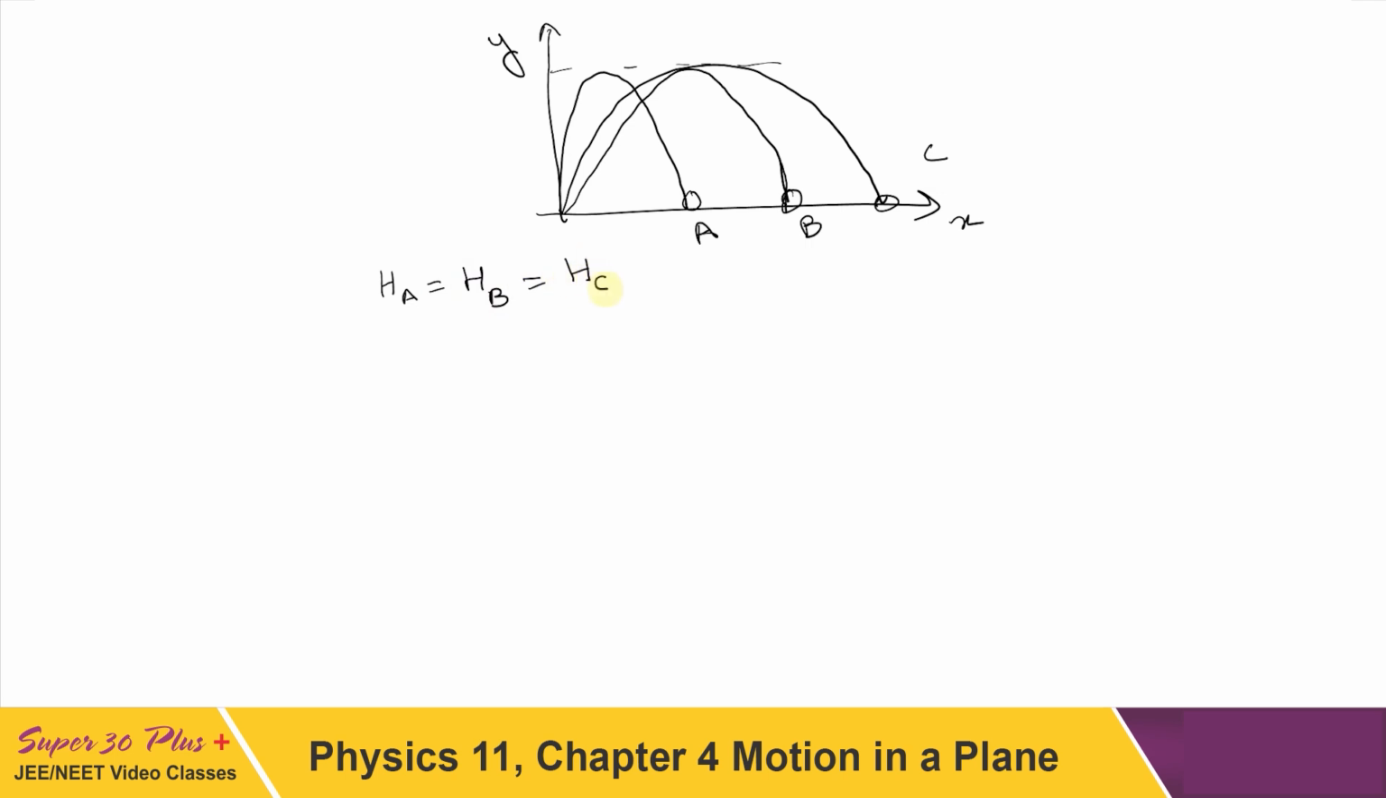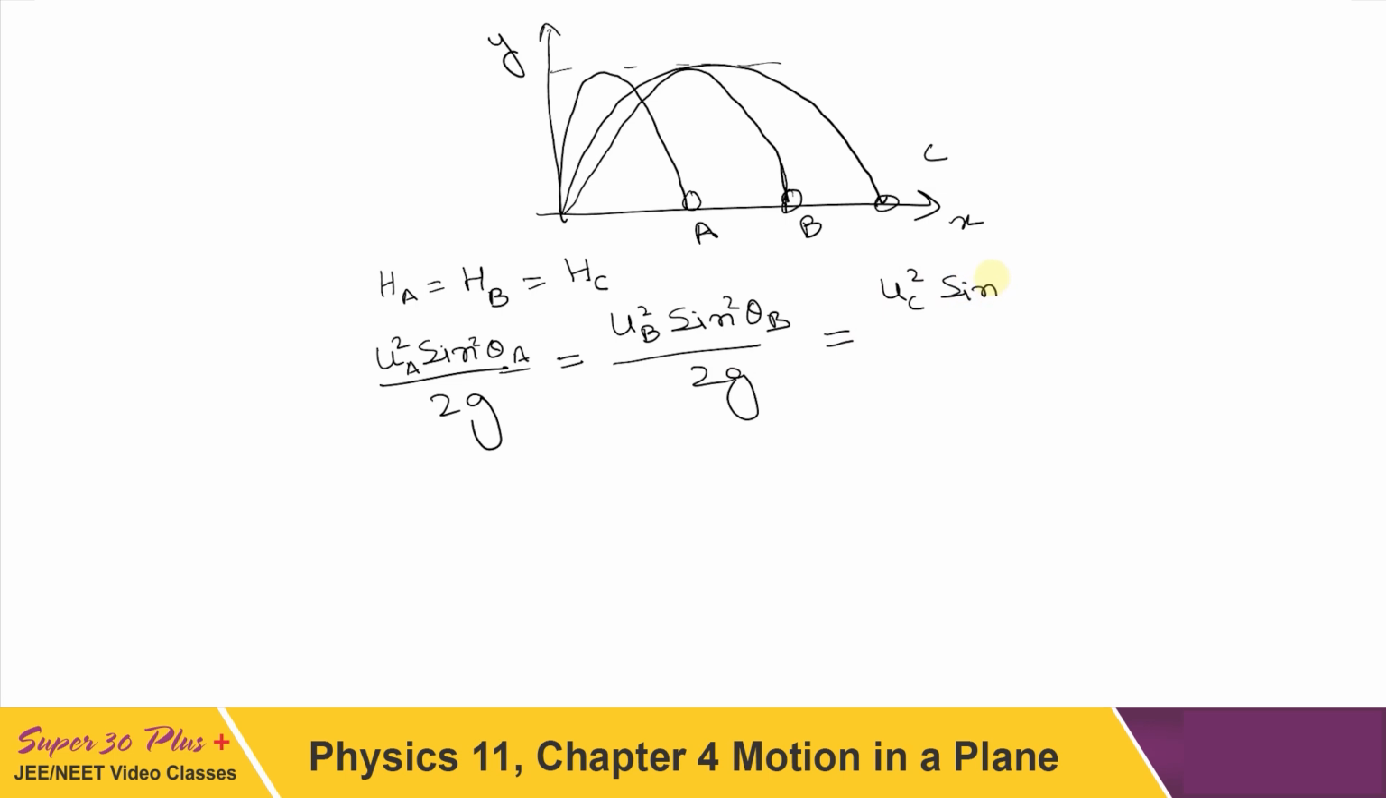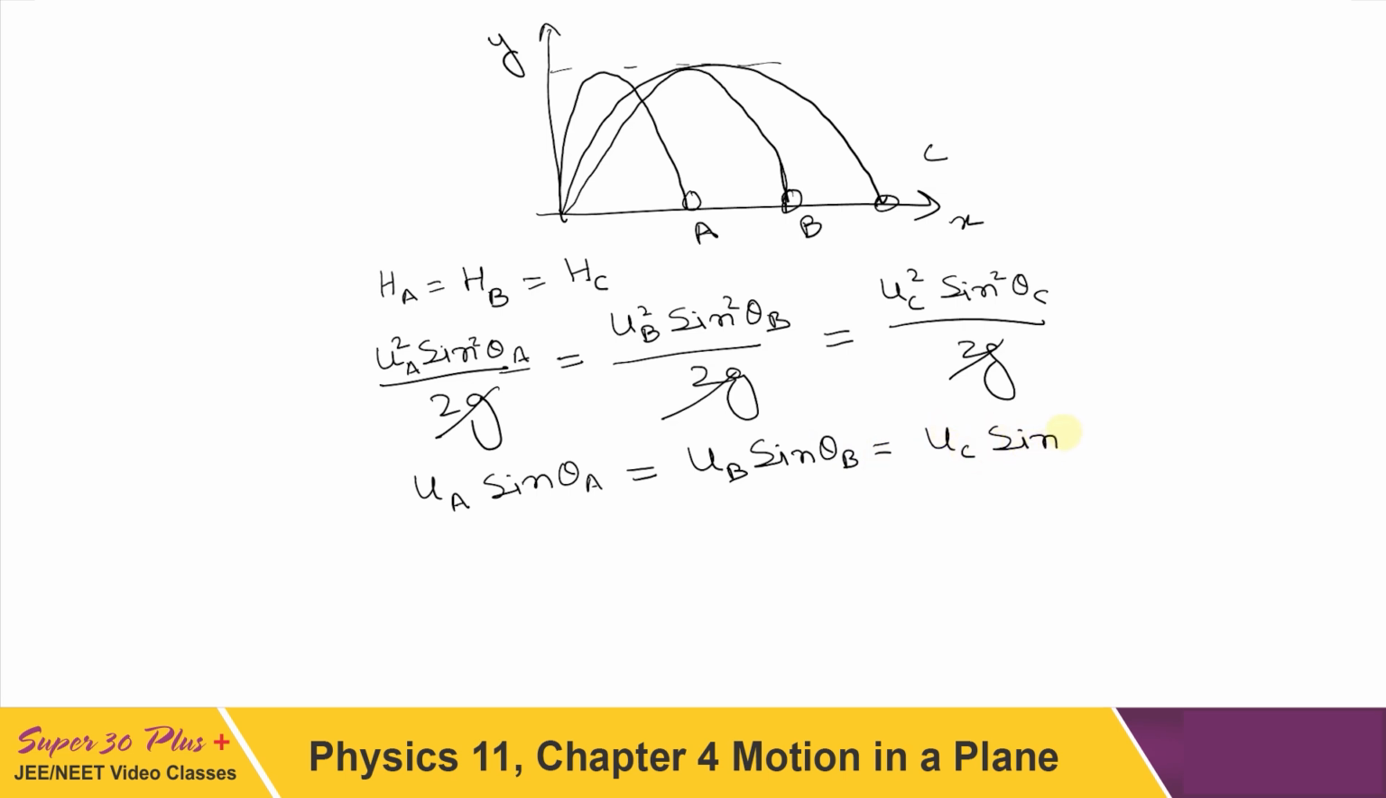As we know, the formula for maximum height is u square sin square theta by 2g. So for A it can be written as this, equal to ub square sin square theta b upon 2g, and equal to uc square sin square theta c upon 2g. From here we can write ua sin theta a is equal to ub sin theta b is equal to uc sin theta c. Now what is this term u sin theta? That is actually the y component of initial velocity.